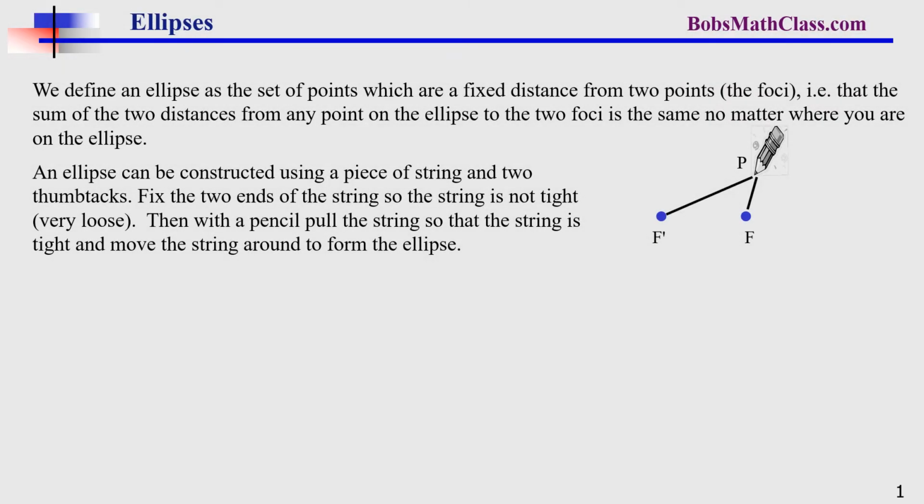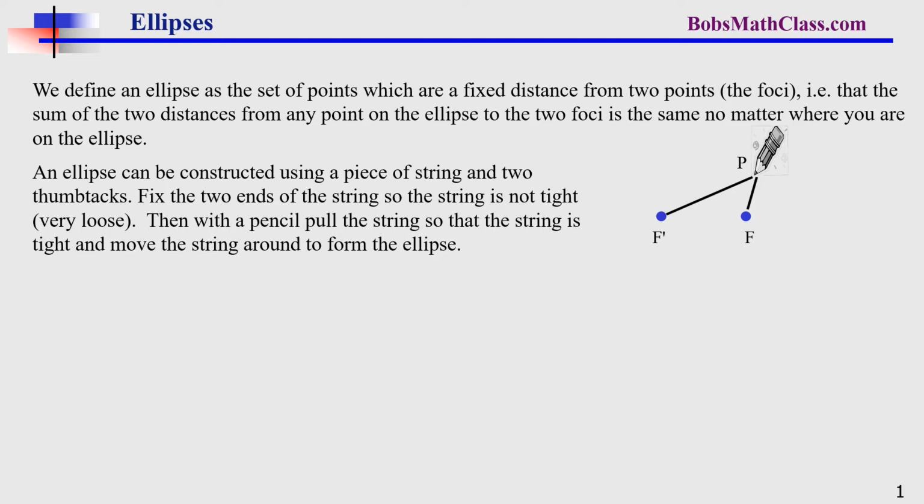Hey everyone, so this video is on ellipses. We define an ellipse as a set of points, a fixed distance from 2 points, we call them the foci, such that the sum of the two distances from any point on the ellipse to the two foci is the same no matter where you are on the ellipse.